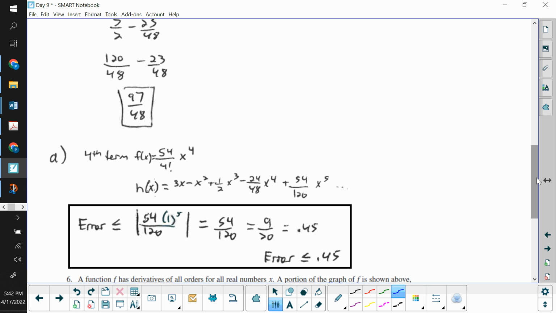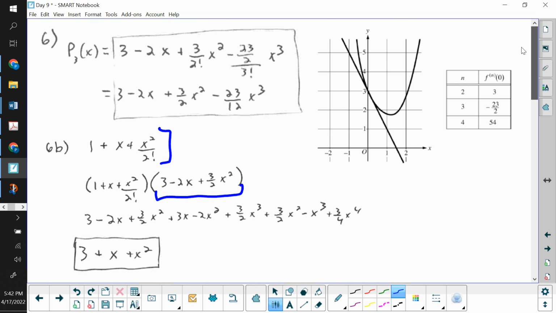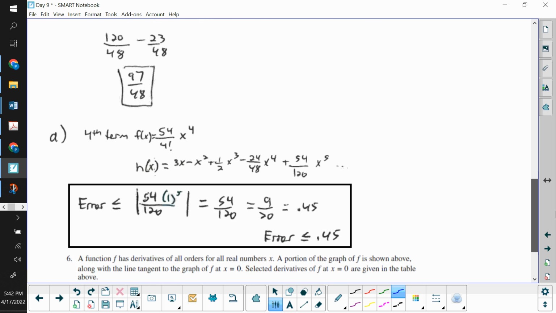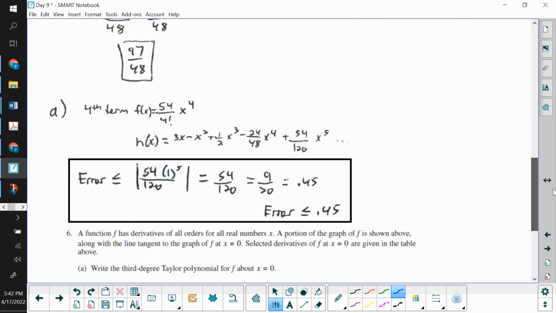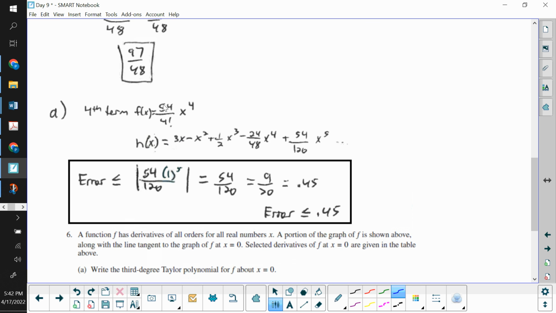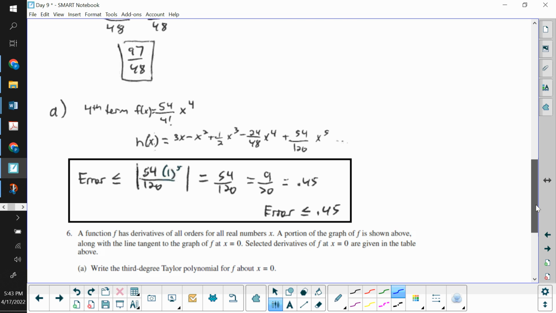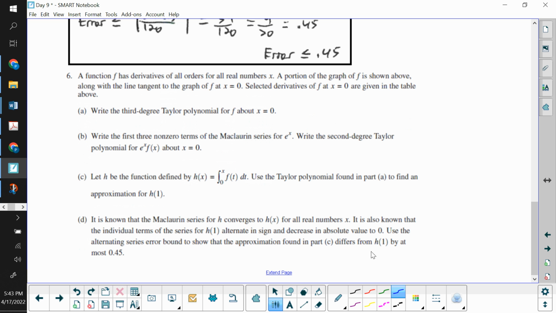And all the wording that they told us in part D was basically telling us that we could do the alternating series error bound. So you had to use the piece of information we hadn't used yet, the fourth derivative over fourth factorial, and then x to the fourth. So this is our next term. Sub in the 1, we get 0.45. So that shows that our error is going to be less than or equal to that. So we're guaranteed that we differ by at most 0.45.